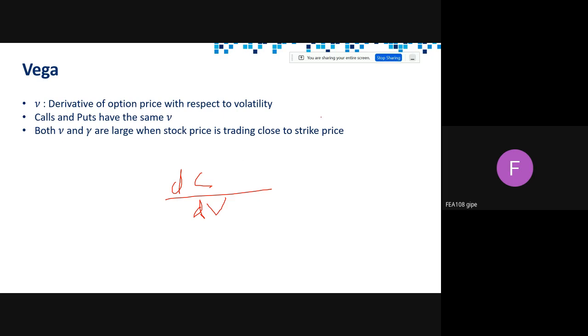Now, the interesting thing is, as we saw about gamma, even Vega is very large when stock price is trading close to the strike price. So if Vega is large, then the option value would be very sensitive to changes in volatility, the fear. Correct, and intuitive again, right? Especially closer to the strike price, it becomes really sensitive.